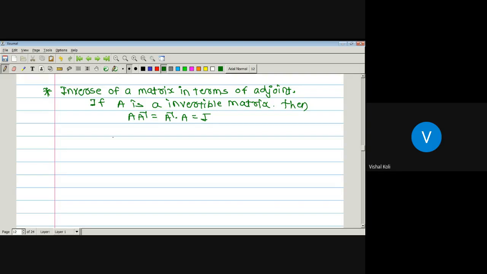Okay, and we also know one result. In the previous lecture, we have seen by the definition of the adjoint of a matrix, there is one result. If A is a matrix of order n, then A into adjoint of A equal to adjoint of A into A, which is equal to determinant of A into I. We know that A into adjoint of matrix A equal to adjoint of matrix A into A is equal to determinant of A into an identity matrix.